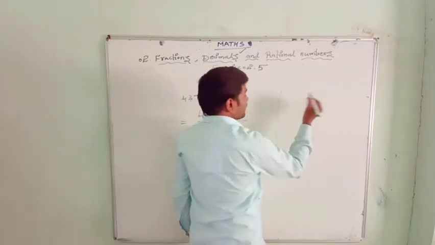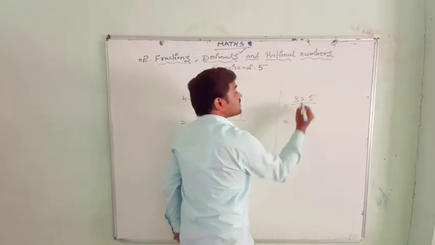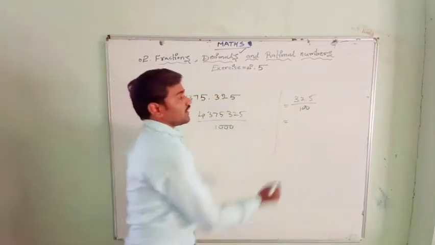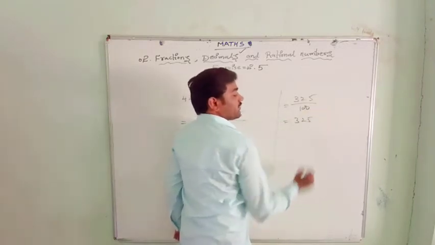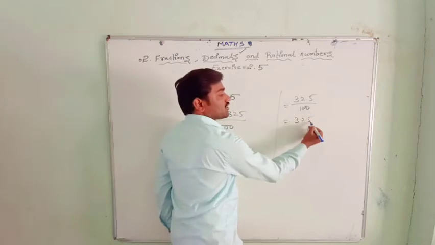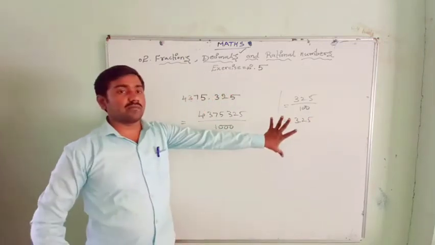Let me write here. Suppose 325 by 100. How can we change this fraction into a decimal? Simple. How many zeros are there in the denominator? 2 zeros. So you write the numerator number as it is. How many zeros? 2 zeros. Count 2 digits from the right side. 3.25. So in this way we can complete.